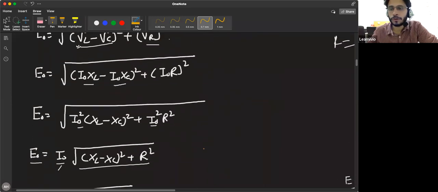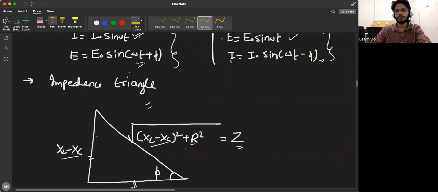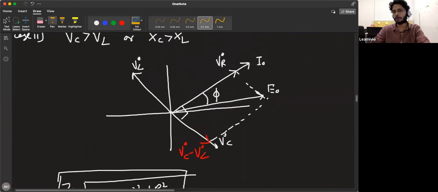Yes, sir. The difference will be that instead of V naught L minus V naught C, we'll be taking V naught C minus V naught L. We just switch the terms. So the difference will be V naught C minus V naught L. We are adding V naught C minus V naught L to V naught R, so we have completed the parallelogram. The diagonal of the parallelogram will give the net voltage E naught.